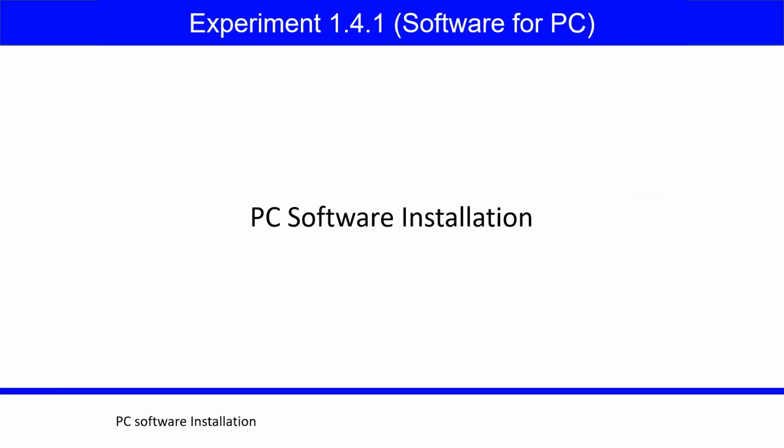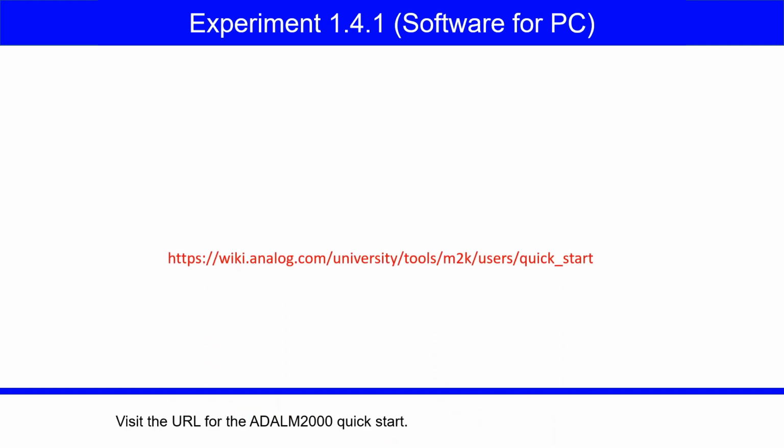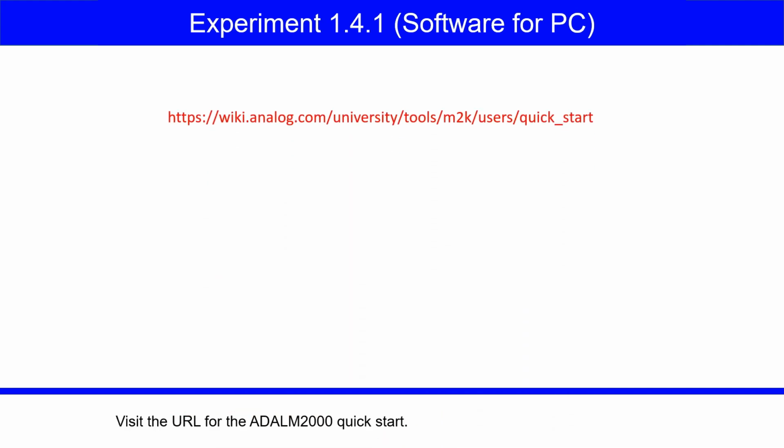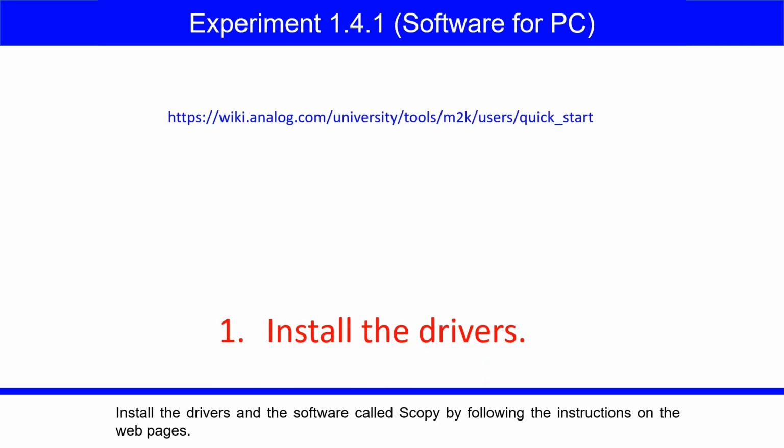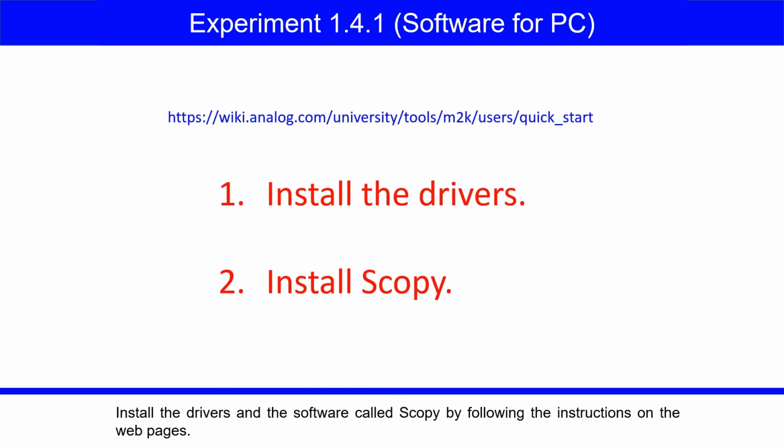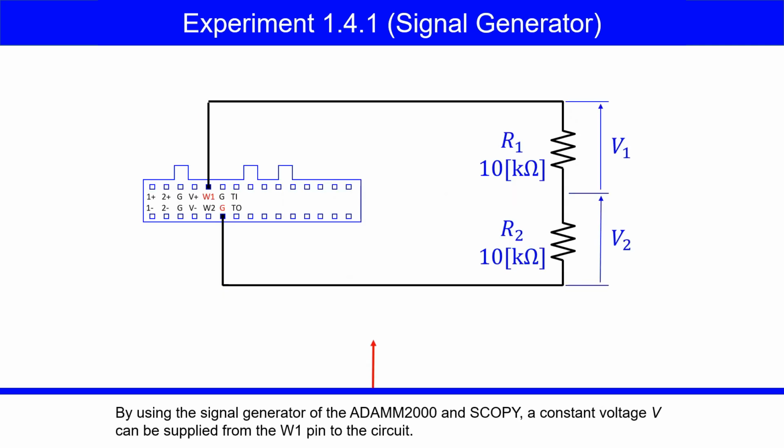PC software installation. Visit the URL for the ADALM2000 Quick Start. Install the drivers and the software called Scopy, by following the instructions on the web pages. By using the signal generator of the ADALM2000 and Scopy, a constant voltage V can be supplied from the W1 pin to the circuit.